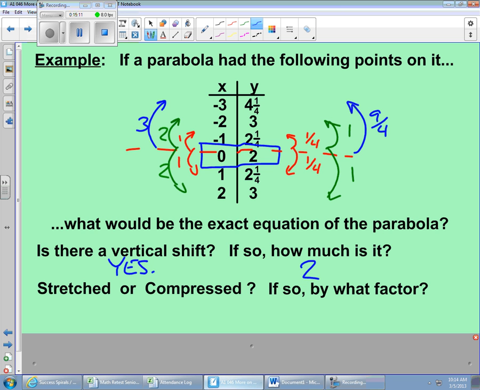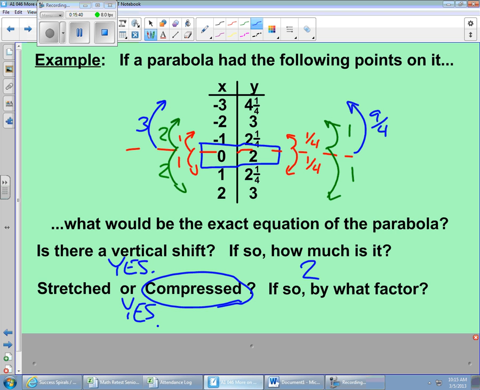Okay, so it seems very clear that it has been stretched or compressed. Now the question is which one? Is it taking as big steps as it's supposed to, or is it taking smaller, or is it taking bigger? Yeah, it's taking small steps. So this time this graph has been squished. It's being compressed. Now we need to figure out by what factor.